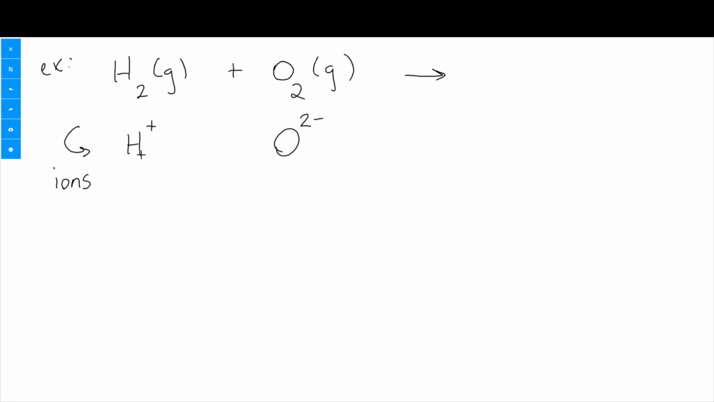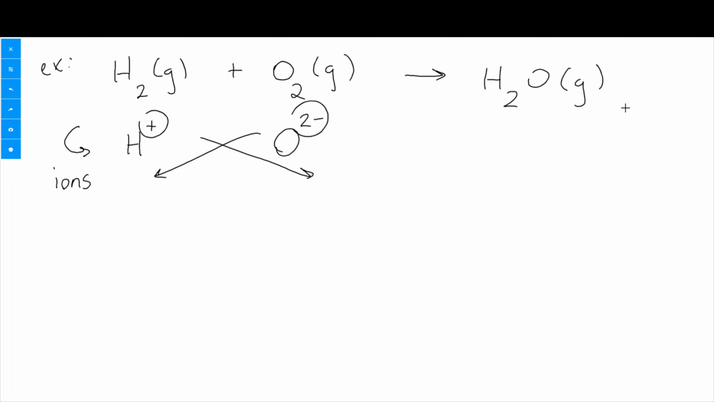So in order to balance the charges out, you need 2 hydrogens and 1 oxygen, right? You can cross the charges. 1 oxygen, 2 hydrogens. So you form H2O. That's going to be formed as a gas. Don't worry too much about the states for covalent compounds. They tend to vary quite a lot. But for salts, they're always solid.